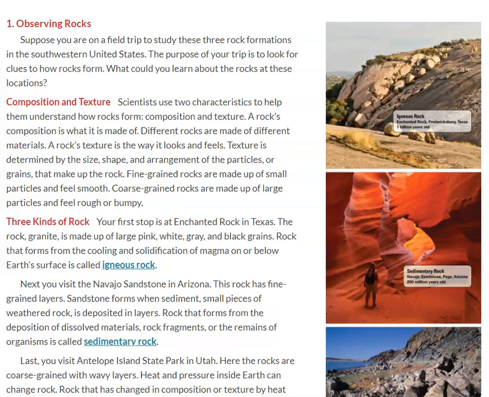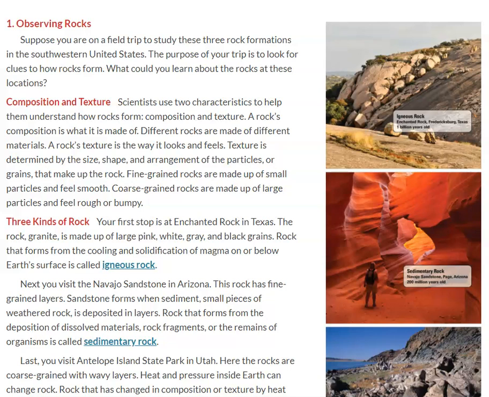Next, you visit the Navajo sandstone in Arizona. That's the picture there in the middle. The rock has fine grain layers. Sandstone forms when sediment, small pieces of weathered rock, is deposited in layers. Rock that forms from the deposition of dissolved materials, rock fragments, or the remains of organisms is called sedimentary rock. So let's back up. Igneous rocks are made when magma or lava solidifies. Sedimentary rock is made when tiny rocks get stuck together.